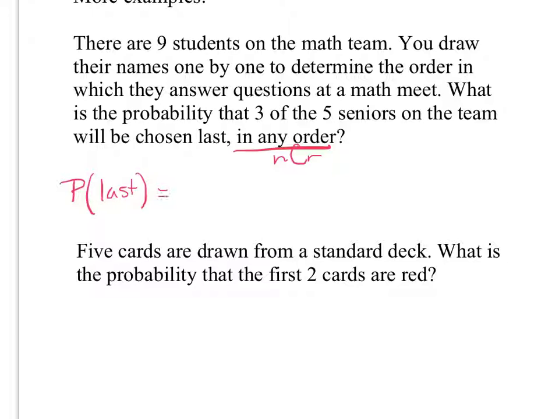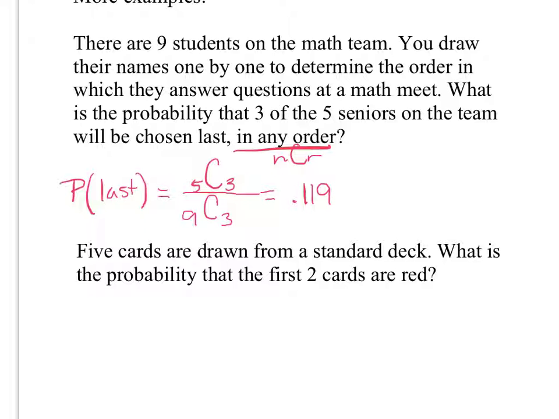All right, so I'm looking at 3 of the 5 seniors. So on top is how many ways out of 5 people can 3 people be chosen. And then on bottom is how many ways out of all of the kids can 3 people be chosen. Okay, so you do your math on that, plug that in your calculator, divide, and you should get 0.119.